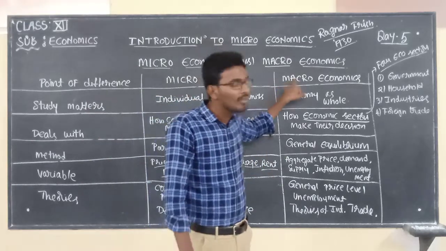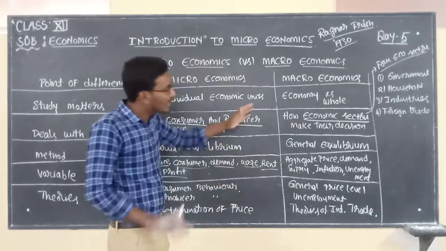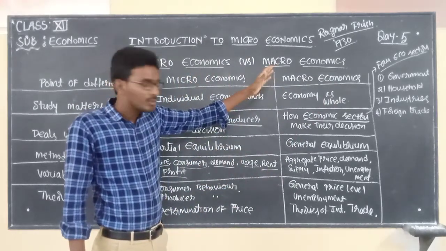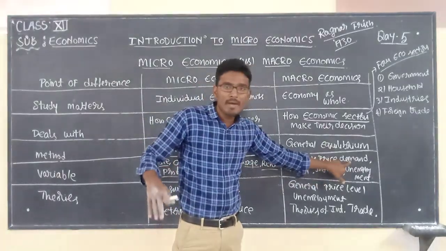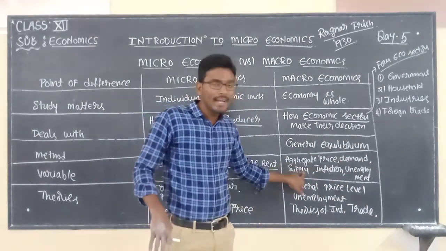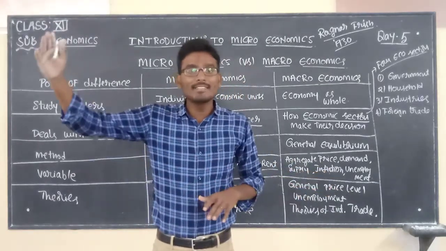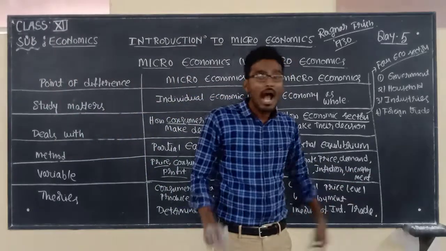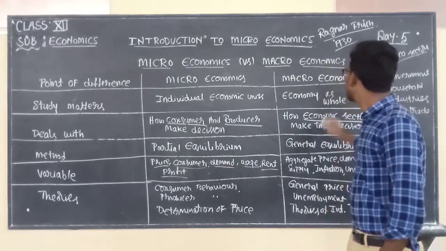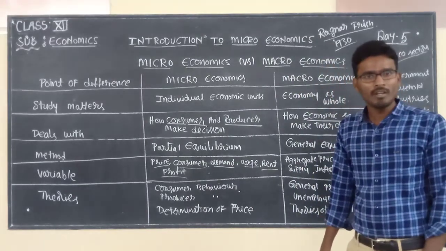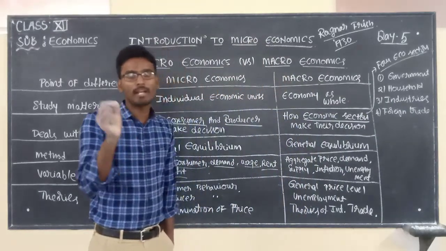That is the reason why I told here macro. Macro means aggregate units. So now, what are the variables of macroeconomics, students? Aggregate price, overall price in the country, aggregate demand, overall demand in the country, aggregate supply, overall supply in the country, inflation, the general increase in the price level, and finally unemployment, also one of the important variables in macroeconomics.